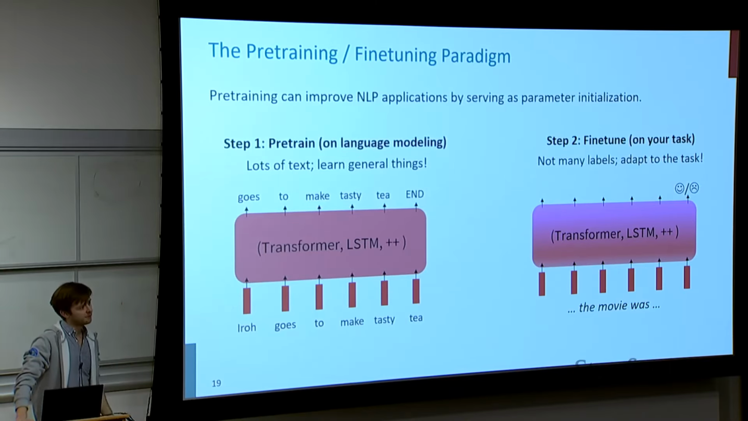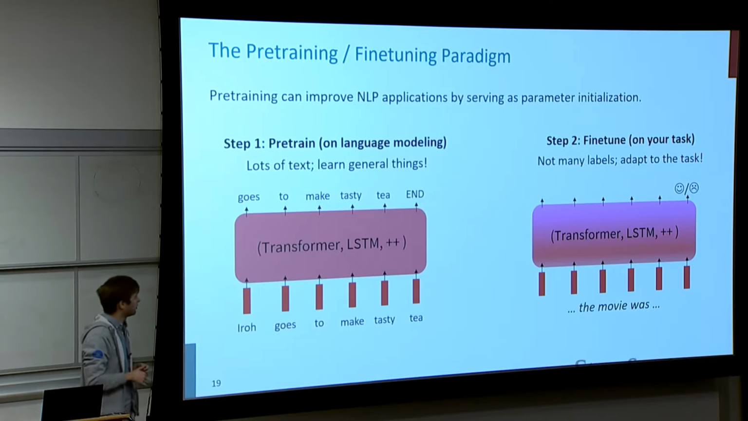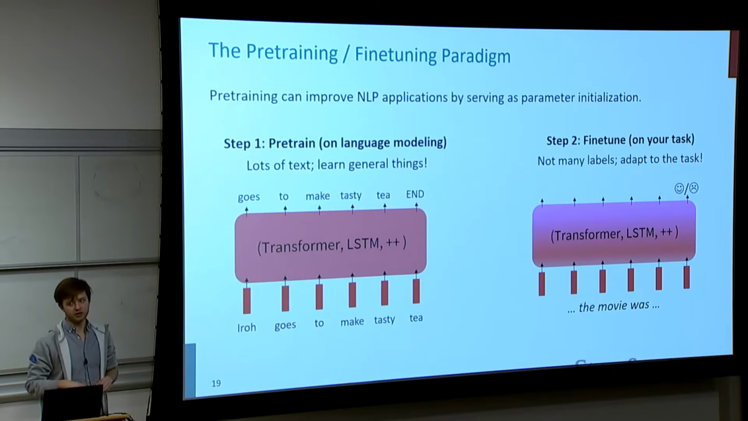Yes? You said we didn't have much data in other languages. What do you mean by data? Is it just text in that language, or is it labeled in some way? So the question is, you said we have a lot of data in English but not in other languages. What do you mean by data that we don't have a lot of in other languages?